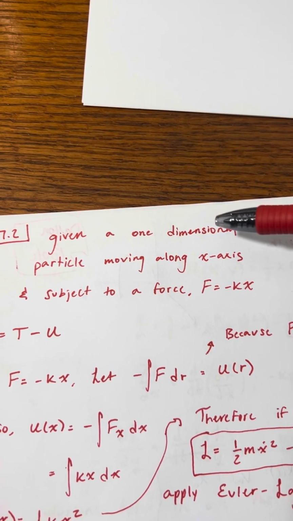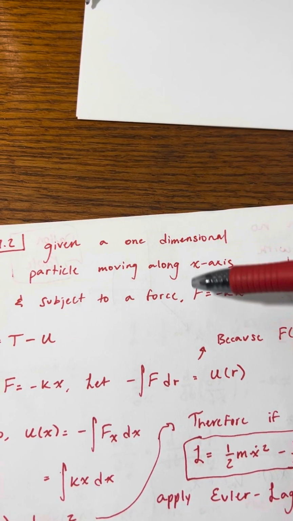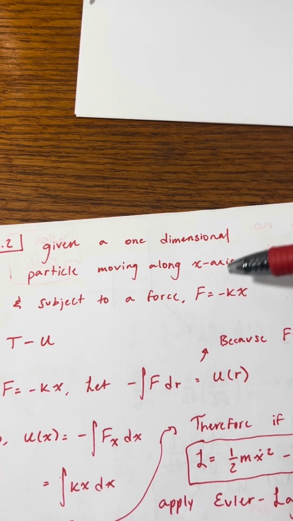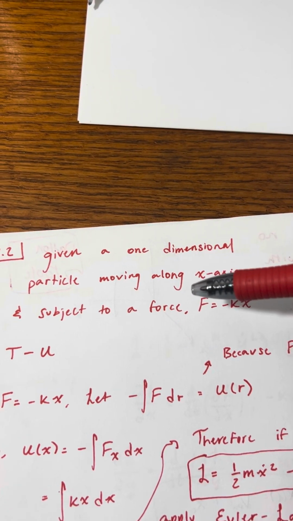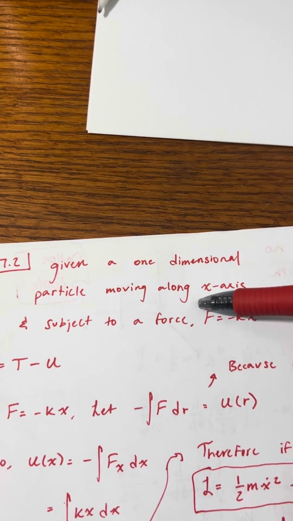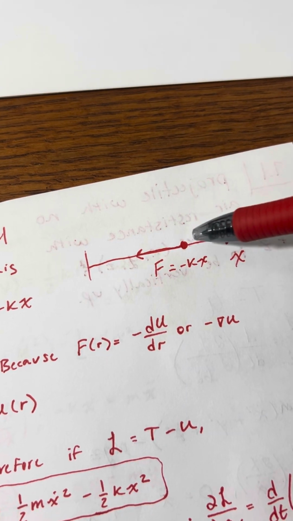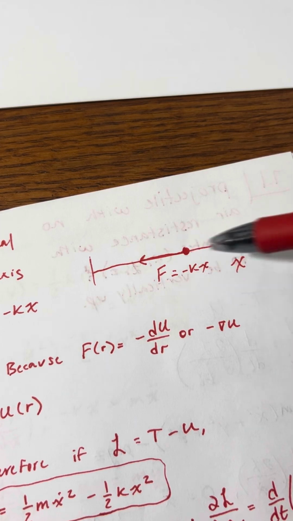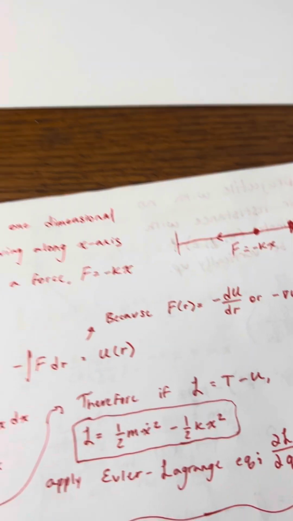So let's work through. We've got a particle that's only moving in one dimension, which we're going to denote as the x-axis, and it's subject to a force, F equal to minus kx. And we want to find the equation of motion for this particle. So using our little diagram here, we've got our particle moving in this x direction, and it's subject to a negative force here, because we're going to denote the right to be our positive direction on this x-axis.